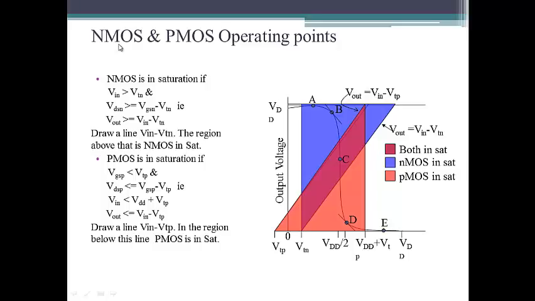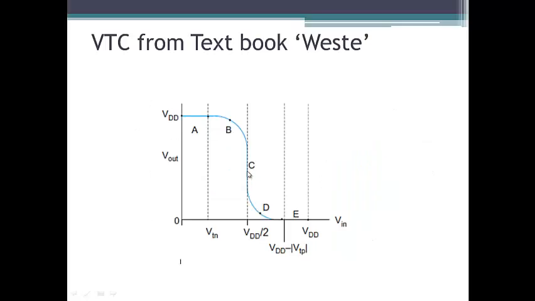Now both NMOS and PMOS are there in the CMOS inverter, and the different operating points are in different regions. Now this is your voltage transfer characteristic. We have divided the region from 0 to VTN, the threshold voltage of the N transistor, then up to VDD by 2, then VDD minus VTP, and then VTP. When your input is less than VTN, your output will be high. It will be equal to VDD. This region is called A region.